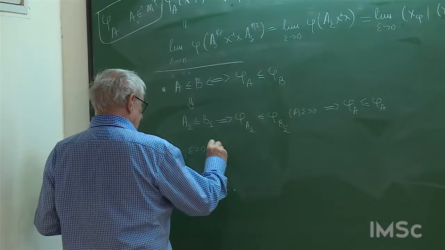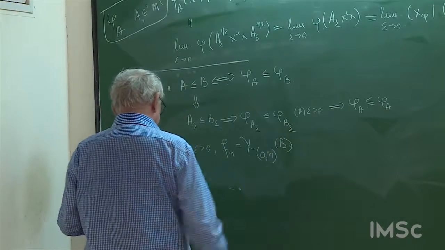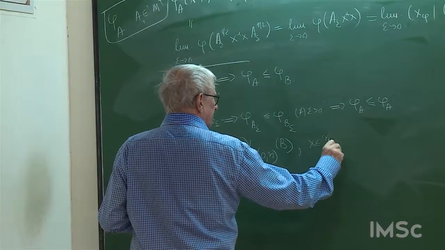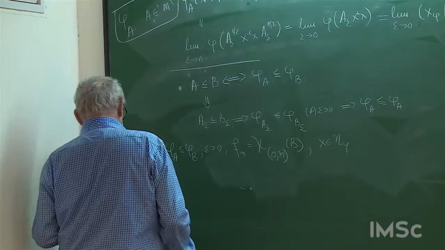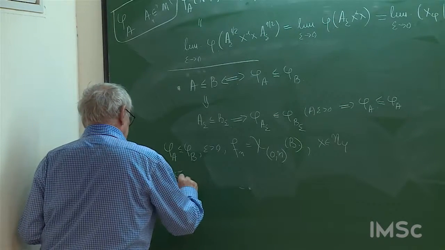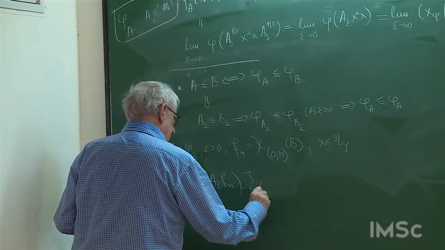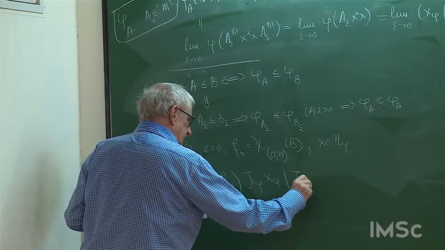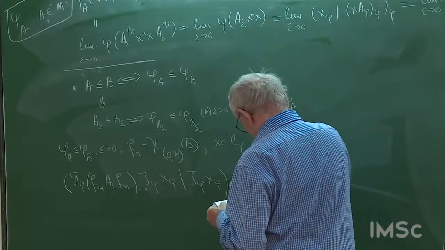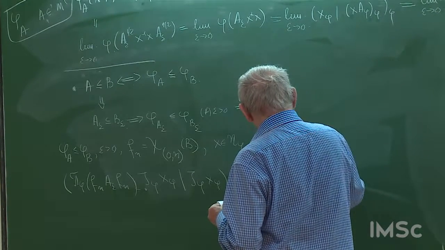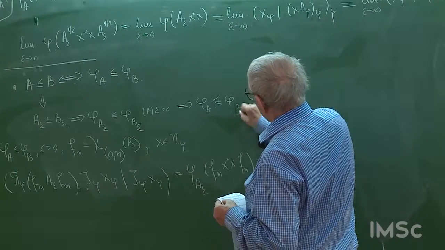Then, also take Fn, the characteristic function of 0 n of B, and an x in n sub phi. Looking at what we did upstairs, it follows that we have the following thing. Pi sub phi of Fn A epsilon Fn, j phi of xv, is equal to phi sub A epsilon of Fn x star x Fn, which is less than phi sub A, and phi sub A is less than phi sub B.